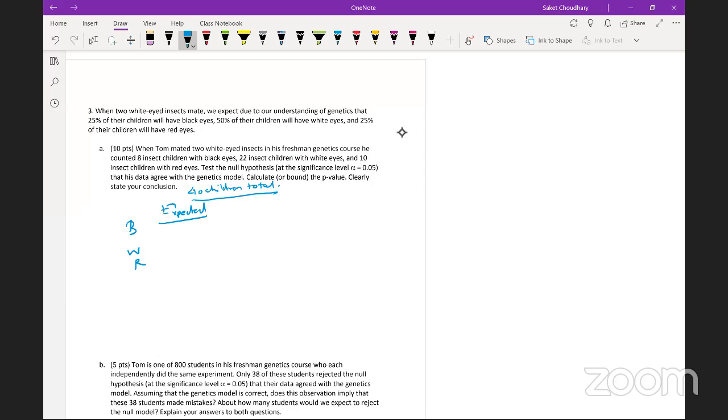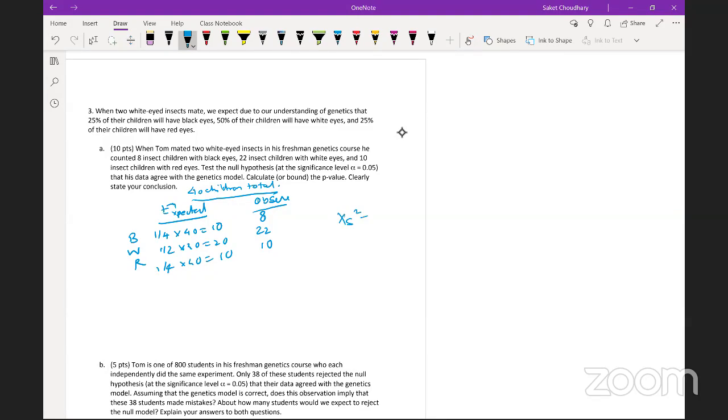So this is 1/4 of 40, which is 10. This is 1/2 of 40, which is 20. This is 1/4 of 40 again, which is 10. What you're observing is 8 for this, 22 for this, and 10 for this. Okay. What is it we are interested in? We are interested in the null hypothesis, which is that there is no association between the genetics that you're seeing and what your expectation is.